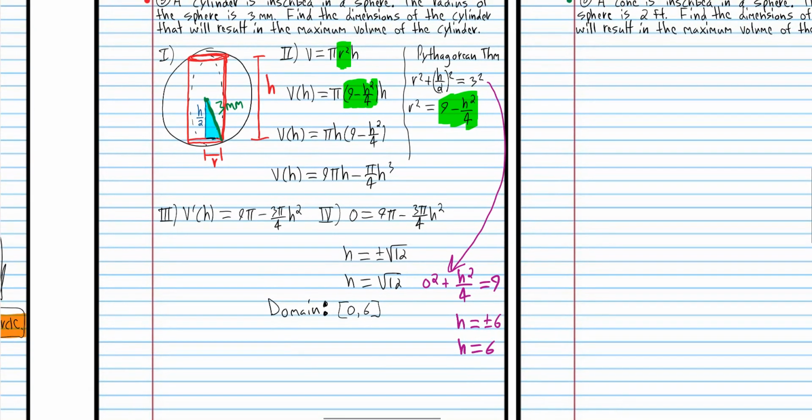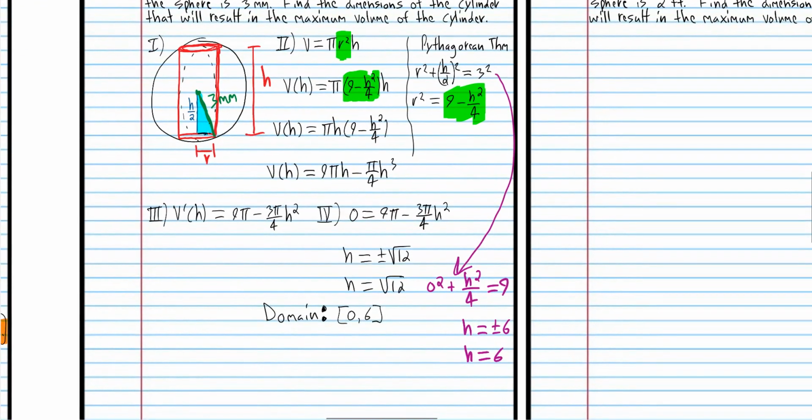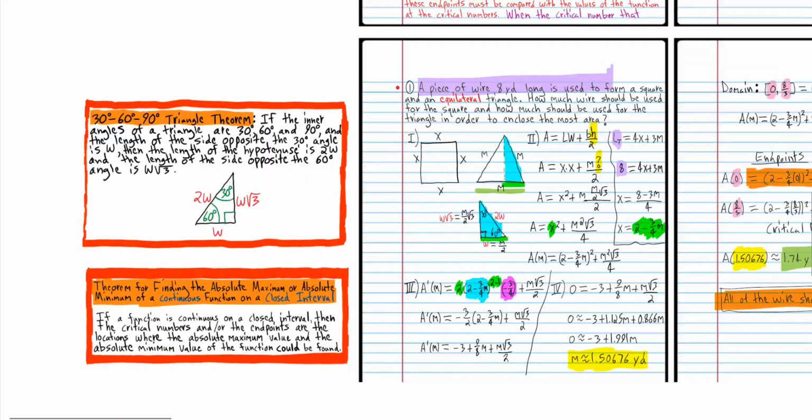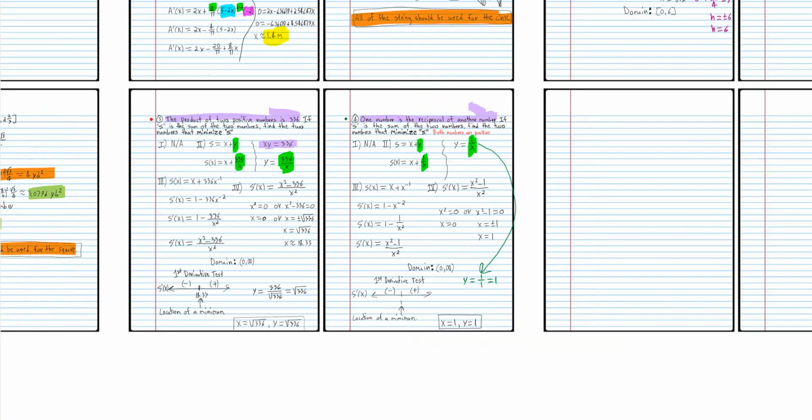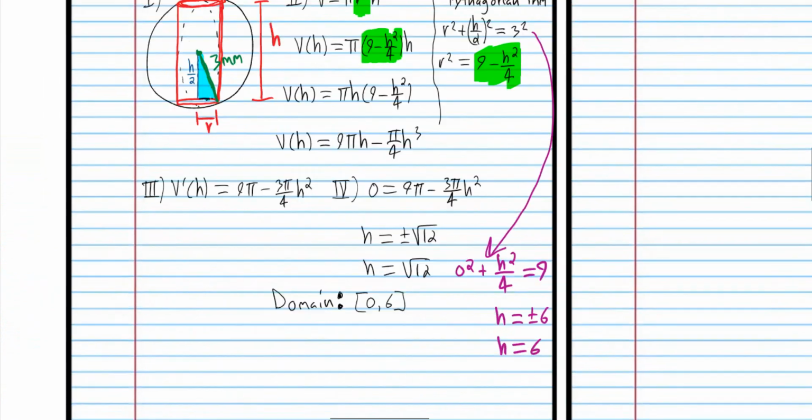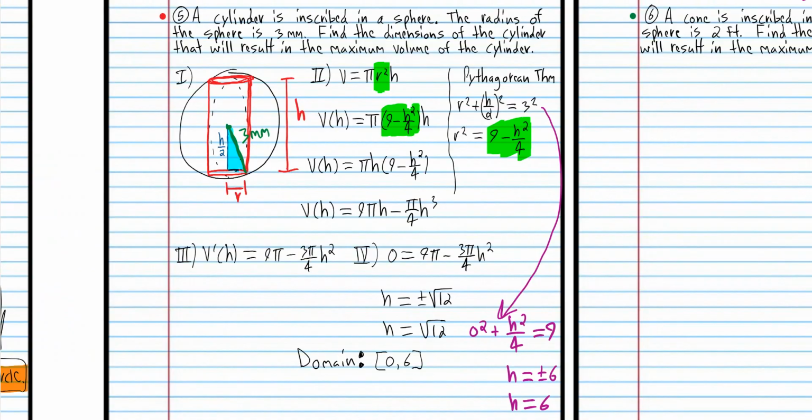Now, the big question is, do we have to use the first derivative test, or can we use this theorem here? Do we have a continuous function on a closed interval? And the answer is yes, we do. We can use this theorem. It's a closed interval. We have brackets. And we have a continuous function. Look at this purple function here. Is there any h value that makes it undefined? No. So it's continuous. So what that means is we can use that theorem.